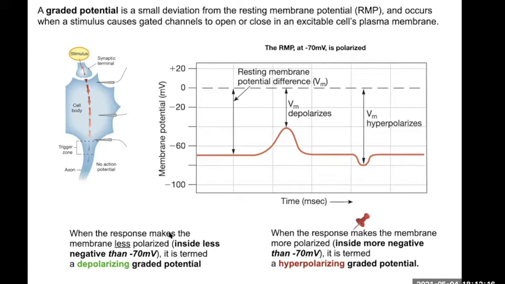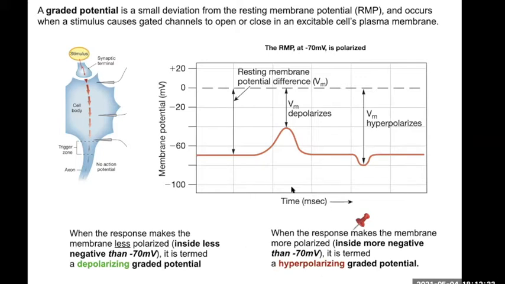So when the response makes it less polarized, that is towards zero, less negative than minus 60, right? Minus 60, minus 50, minus 40, minus 30, minus 20, minus 10, 0, right? Then it's a depolarizing one.